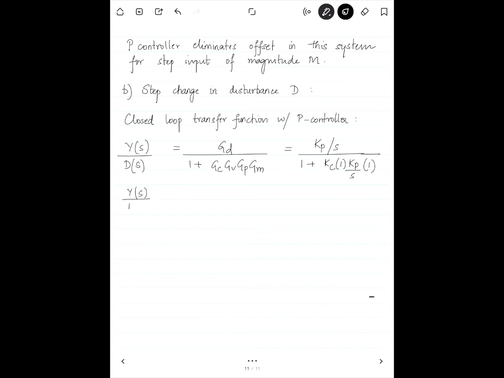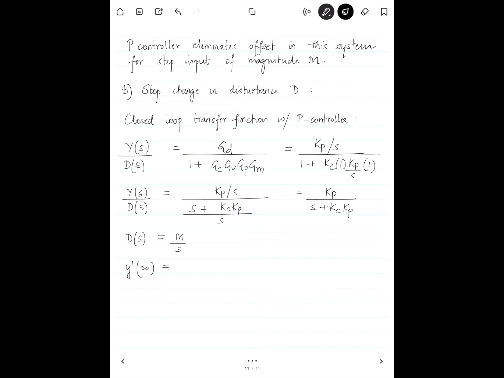And let's move things around a little bit to get the transfer function. Y over d equals Kp over s plus Kc Kp over s. And so you would have Kp divided by s plus Kc Kp. So this is the transfer function that we obtain between the output and the disturbance variable. And now we consider a step change in the disturbance, which is m over s.